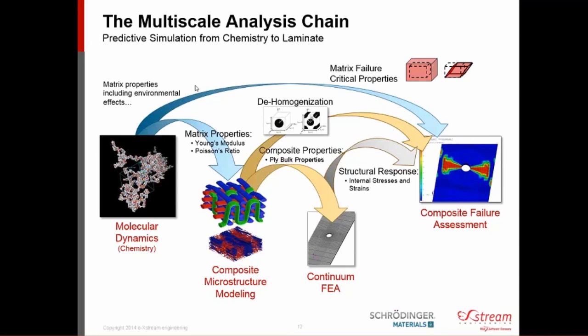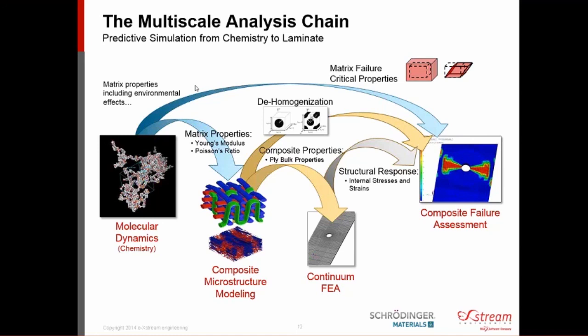Those are very, very similar fiber properties from one system to the next. So in a virtual formulation example, you can get enough fiber properties to do the microstructure modeling. Those properties come out of molecular dynamics. They're passed over to the microstructure modeling, which computes the lamina properties that are required for the part level analysis. So those lamina properties move over to the continuum FEA.